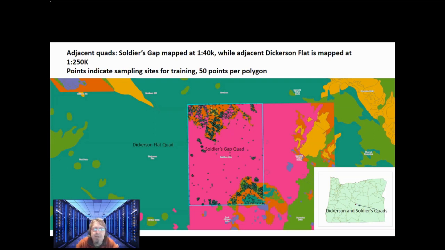Geologic maps tend to be discussed in units of quadrangles, and I chose the Soldier's Gap quad as my training site, and the adjacent quad, Dickerson Flats, as the testing site for my model. So just to be clear, what I'm attempting to do here is use the spectral signatures from the earth materials in the quad on the right to classify the spectral signatures from the earth materials on the left.